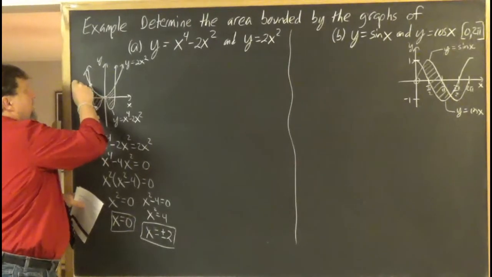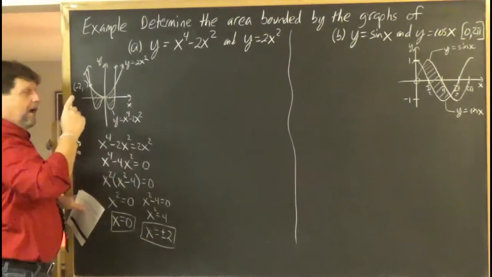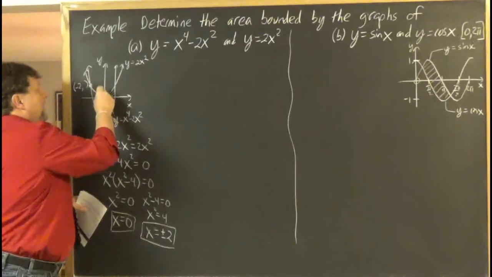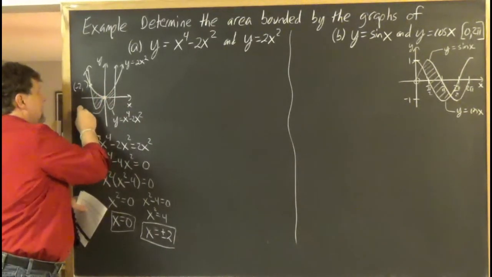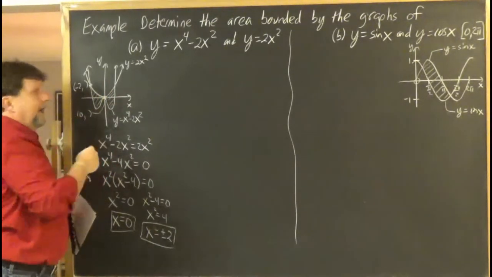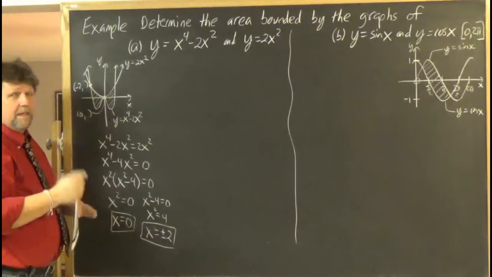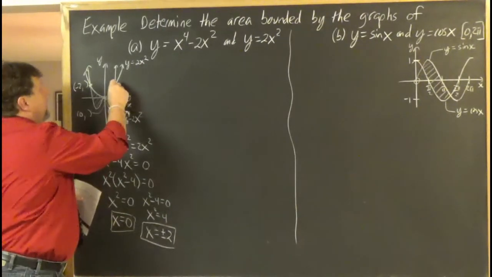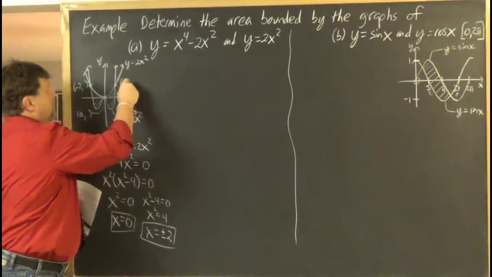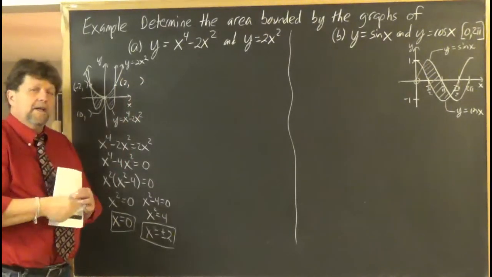This x coordinate is -2. Don't know what the y coordinate is, don't care. The x coordinate here is 0. I do know the y coordinate there, it would be 0, but I don't care. And the x coordinate here is 2. Don't know the y coordinate, I don't care.